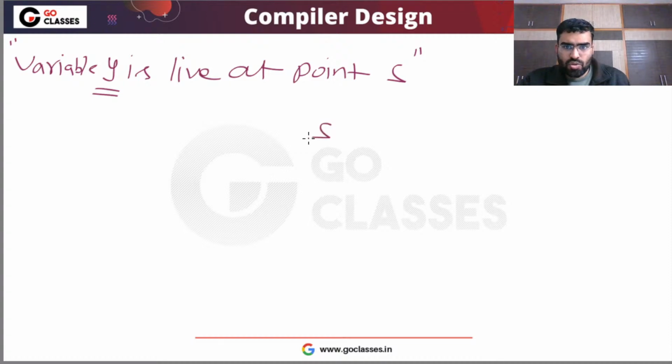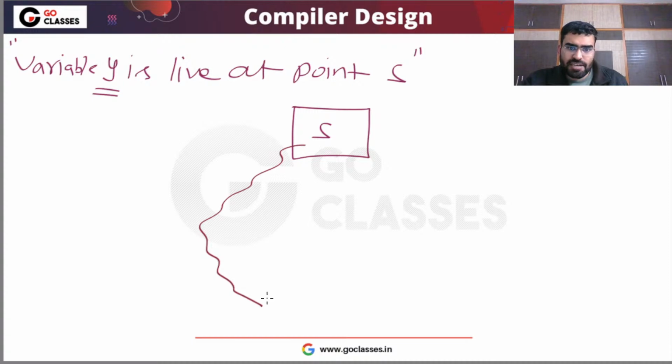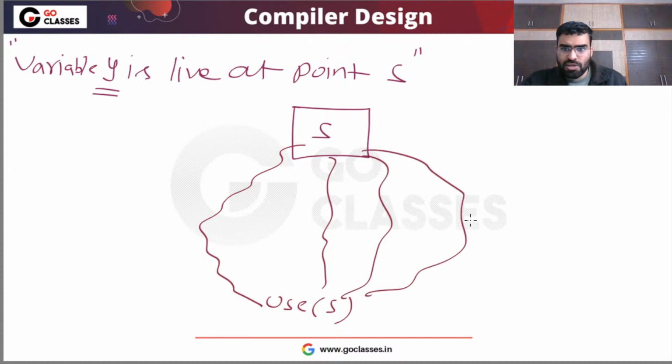Now, this is your statement s. What does it mean that y is live at s? It means there is at least one path where you are using y. Remember, on the other paths you can define y, I don't care. For example, here you can define y, I don't care.